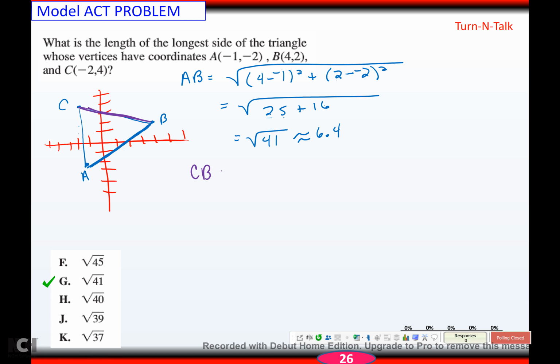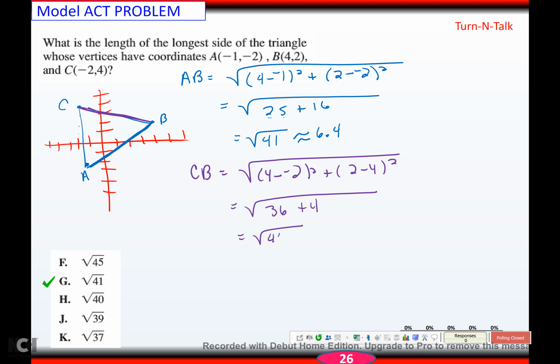Okay, so if I find the length of CB, that's going to be the square root of (4 minus a negative 2) squared plus (2 minus 4) squared. That's going to give me the square root of 36. It's 4 minus a minus is plus 2 is 6, squared is 36. 2 minus 4 is negative 2, squared is 4. That gives me the square root of 40, which is approximately 6.3.